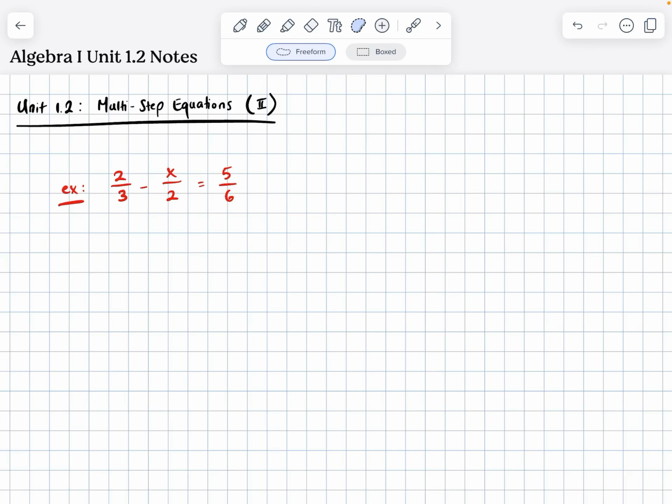So, we're in multi-step equations, part 2, our second class of Unit 1, however you choose to title your notes. And we want to look at equations like the one in front of us. So take this, friend. 2/3 minus x squared, x over 2, equals 5 over 6. So I have two questions for you. First of all, how is this problem different from what you've encountered before?